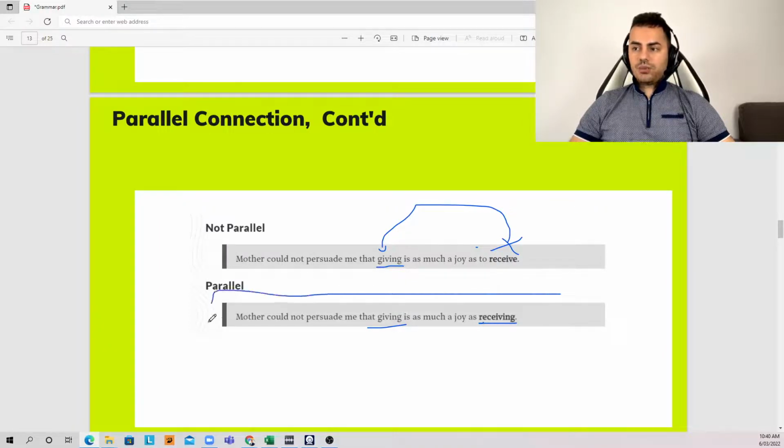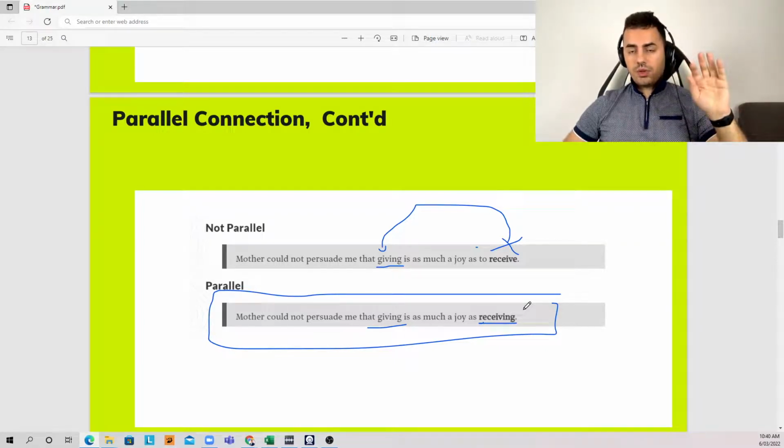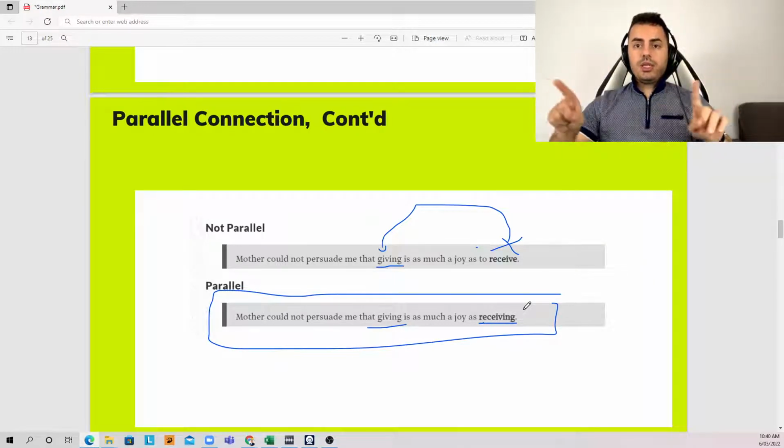Make sure you make it parallel, and all the time, I've said it 3 or 4 times so far, all the time make sure you check the context all the way around.